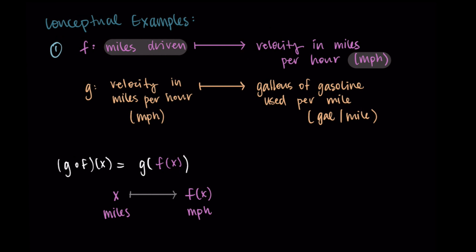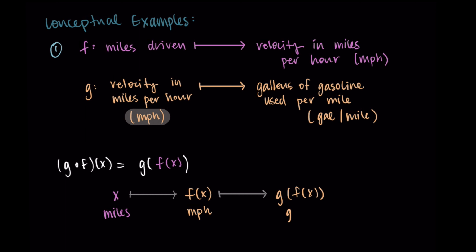Now we've done our first function, and our hope is that we can then do the second function. So we want to apply g to this, and we'll see this is going to work great, because the inputs of g are also miles per hour. So we can take the output of f, which is a value in miles per hour, and properly input it to g, which also is looking for a miles per hour. So we do g, and it provides us an output, which tells us the gallons per mile.